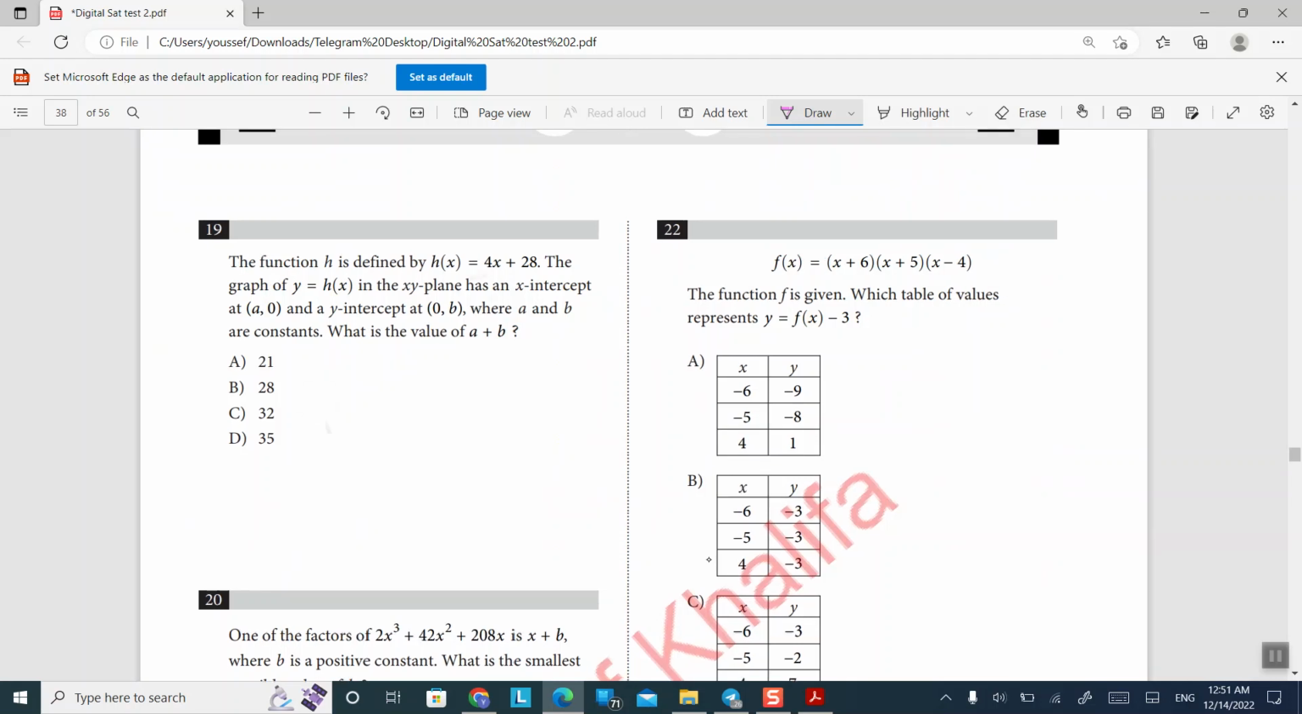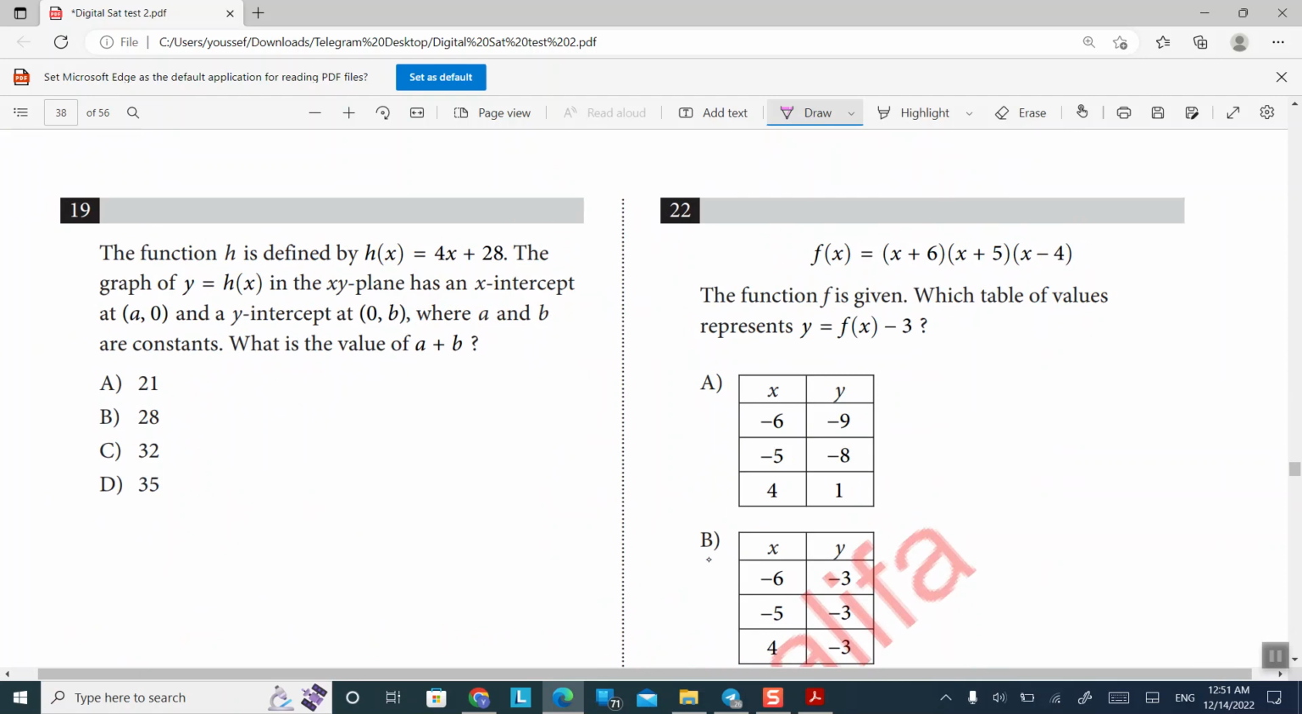It says the function h is defined by h of x equals 4x plus 28. The graph of y equals h of x in the xy-plane has an x-intercept at (a, 0) and y-intercept at (0, b), where a and b are constants. What is the value of a plus b? So all he needs here is to find the x-intercept and the y-intercept.